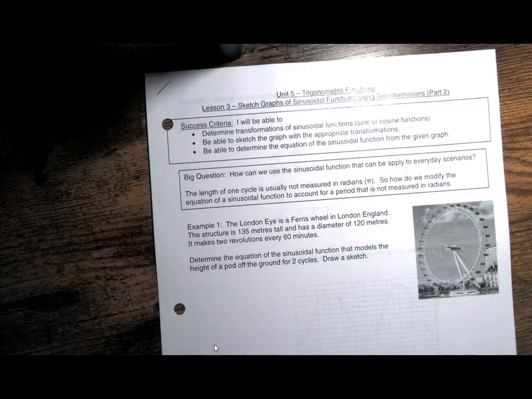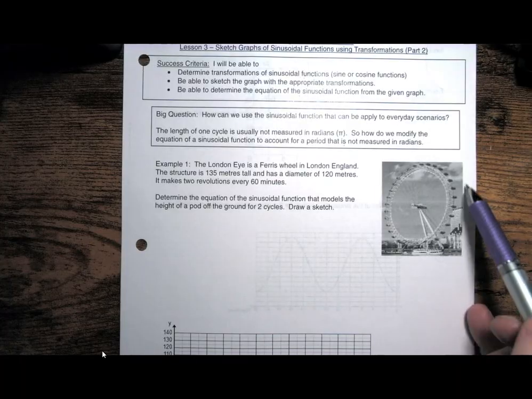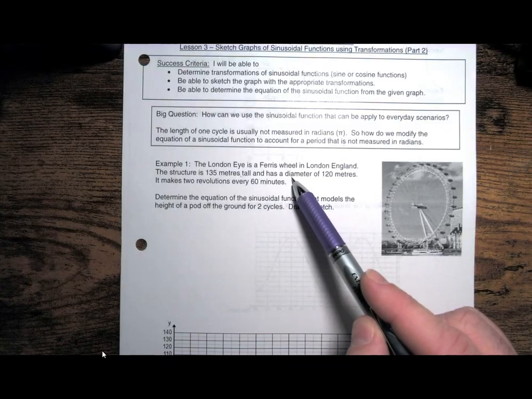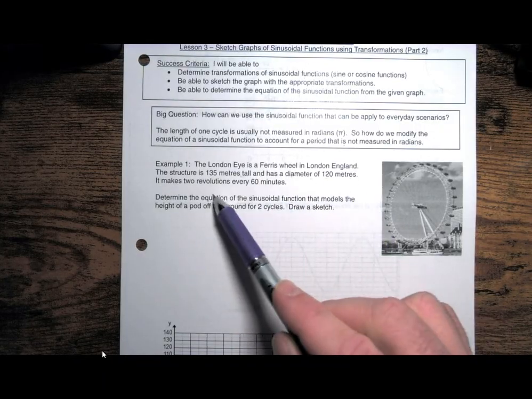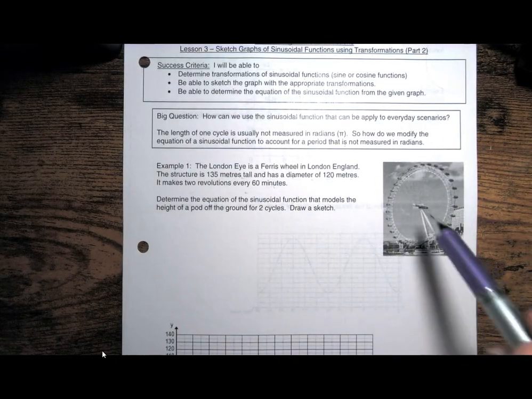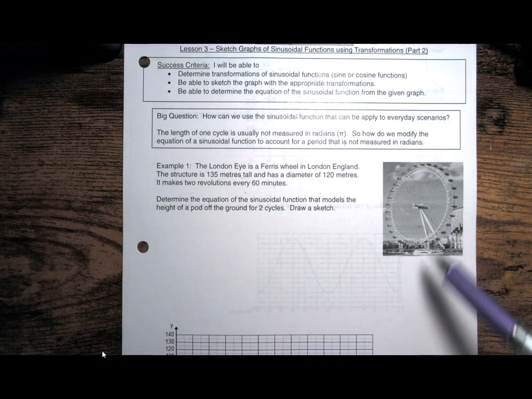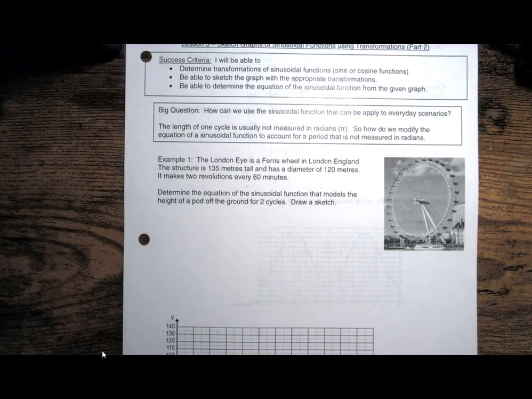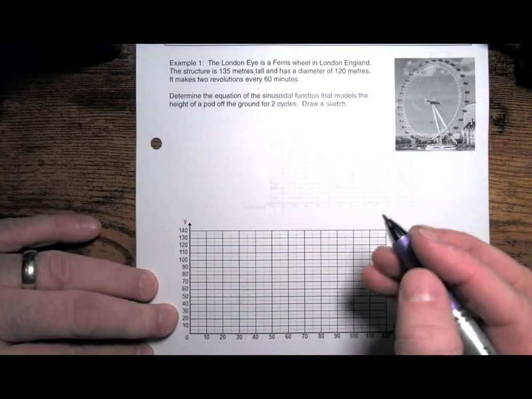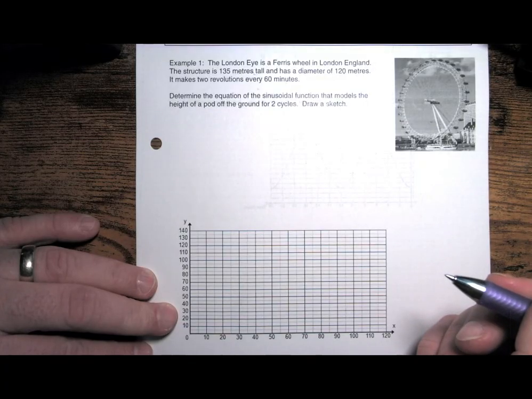So we've got the London Eye, a nice Ferris wheel. The structure is 135 meters tall and has a diameter of 120 meters, and it makes 2 revolutions in 60 minutes. So what we're going to try to do is take the information from this blurb and be able to sketch our graph based on this information. Just like we did in the last lesson, we write down what we know and try to draw 3 horizontal lines.